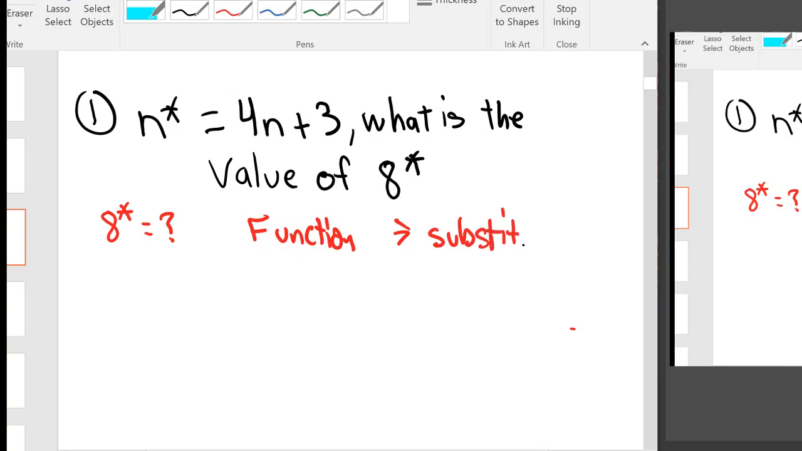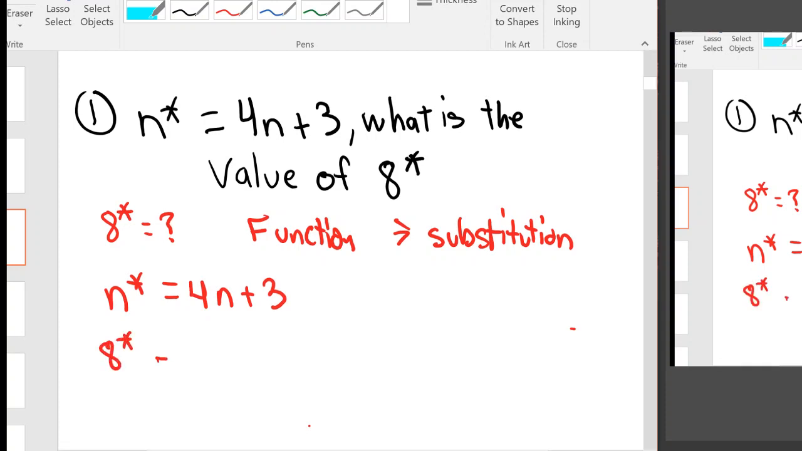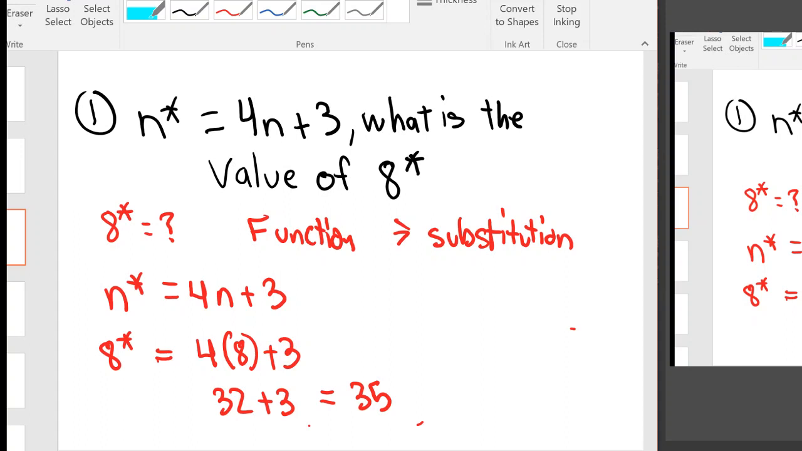So in this case, whenever I see n star, I'm going to sub in another number for it. If I have 8 star, I'm going to plug in 8 wherever I see n. So in this case, what I'll have is 4 times 8 plus 3, which is 32 plus 3 equals 35. I used PEMDAS, went multiplication first, and then addition, got 35 as my final answer. First one, pretty simple if you know what you're dealing with.